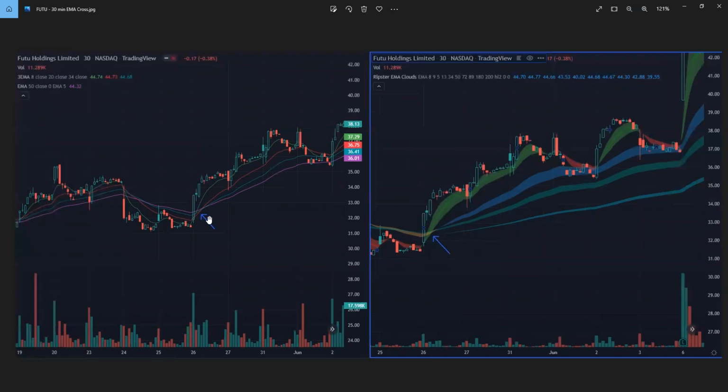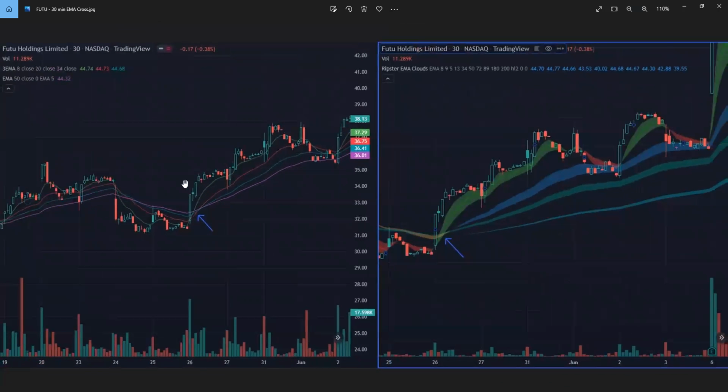So my trade here was basically entering on this third 30-minute candle right here. As soon as it crossed 34, I entered it, and I think I wrote it for like $2. I'm not too sure though, but I know that I made this trade. Yeah, so pretty simple. I think I got like 20% on it easily.